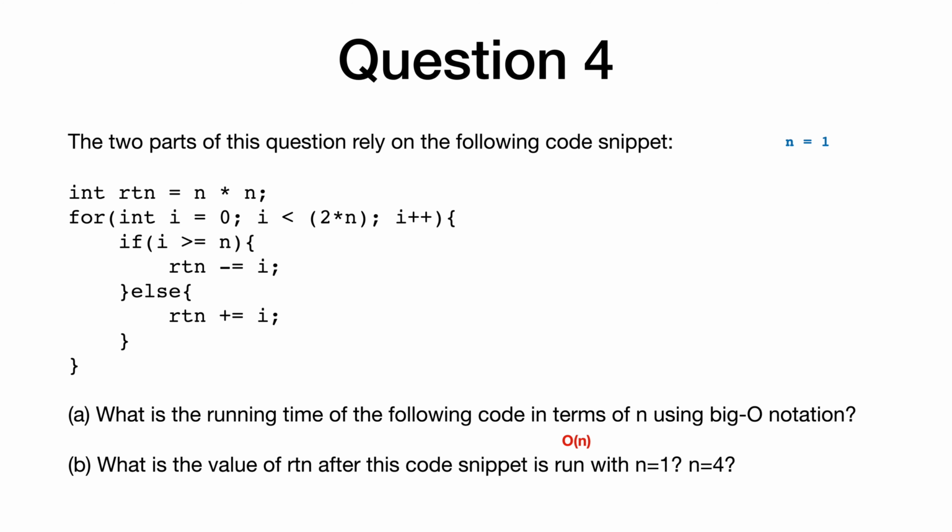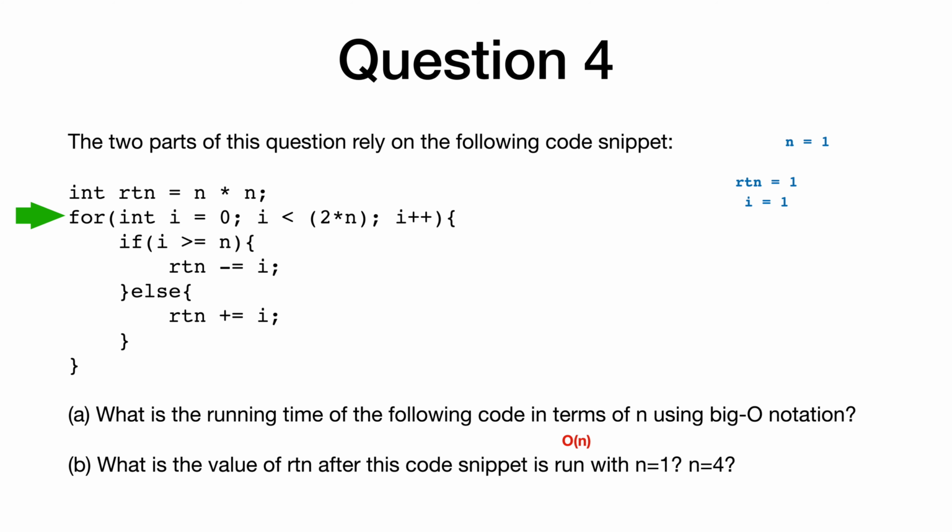And then the second part of the question asked us to trace this code snippet, both when n is 1 and when n is 4. So let's start with n of 1. When we run this, we define this variable rtn as 1 times 1, which is 1. Then we start running the loop, right? We start with i of 0. i is obviously less than 2, so we go in and check the if statement. Well, i is not greater than or equal to 1, so we run the else, which means we add 0 to rtn.